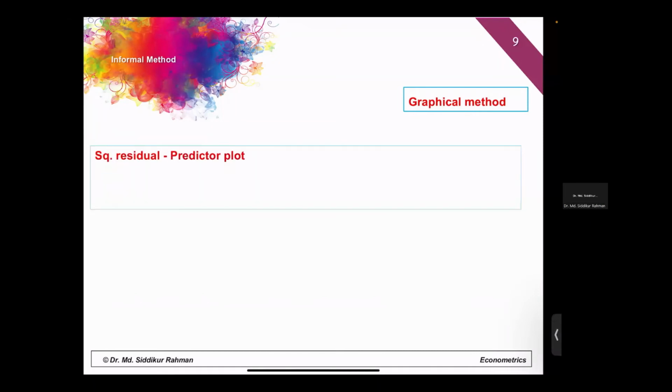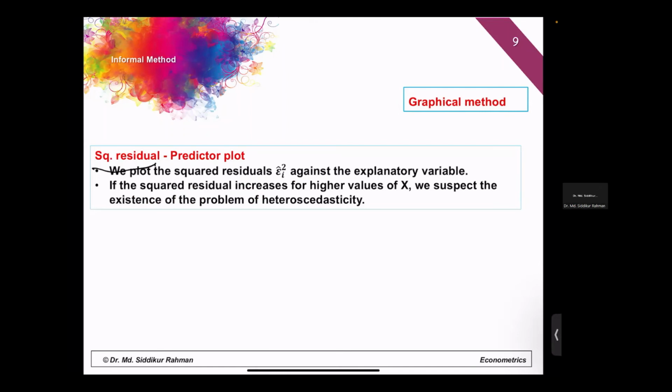Perfect. The next one is the squared residual versus predictor plot. Could you please explain what is meant here by squared residual and predictor? Sir, (Yi minus Yi hat) whole squared versus the independent variables plot. Yeah, very good. Whatever residual you get, you just square it, and the plot will be squared residual versus predictor. If the squared residual increases for higher values of x, we suspect the existence of the problem of heteroskedasticity. Can you understand this point?